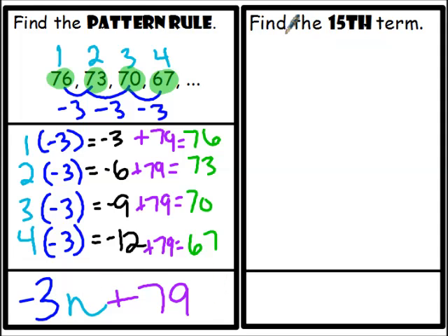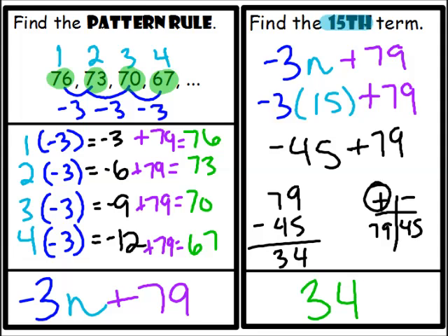Now see if you can solve for the 15th term. So pause and see how you do. Did you get 34? If you did, give yourself a pat on the back. Good job. When you substitute 15 for the term number, that gives you negative 45. And when you add 79, that will give you a positive 34.